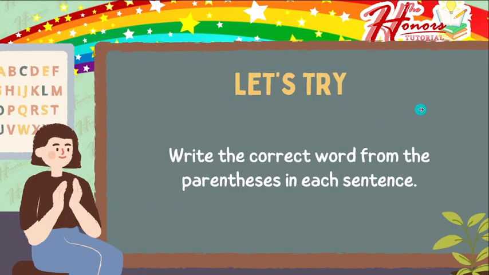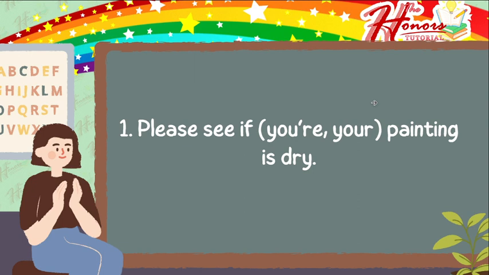Since you already understand our discussion, let's try to answer this activity. Are you ready? Alright, you're going to write or tell me the correct word from the parentheses in each sentence. You're going to choose the correct possessive pronoun based on the sentence. Do you get it? Alright, let's start. Number one: please see if your painting is dry. What is the word that you're going to use? Your with an apostrophe, or your, Y-O-U-R? What's your answer?